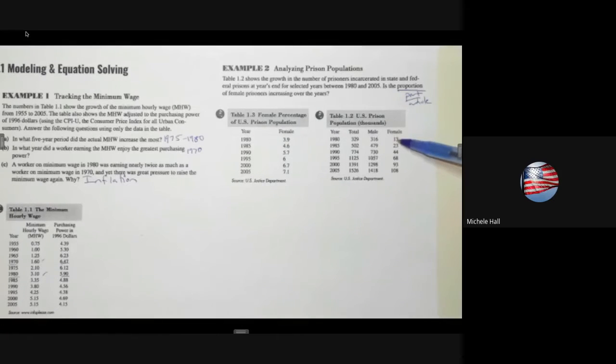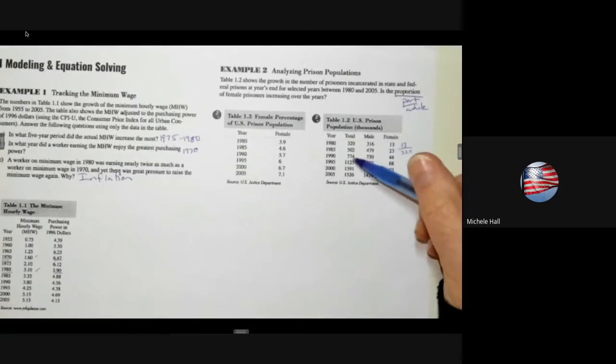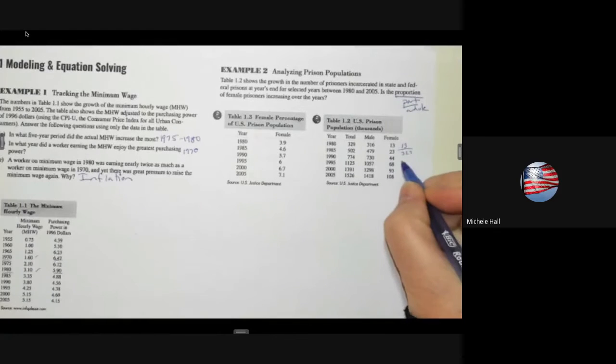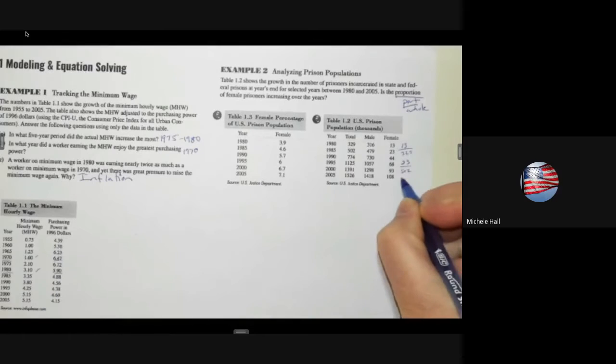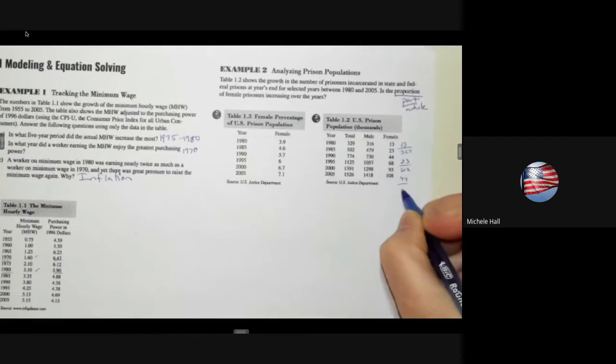13 females. Male, we don't need to worry about. And we do need that for the total. So I would say 13 to 329. Is it increasing? We've got prison totals increasing, females increasing, seems likely. Let's do a few. 23 over 502, 44 over 774.